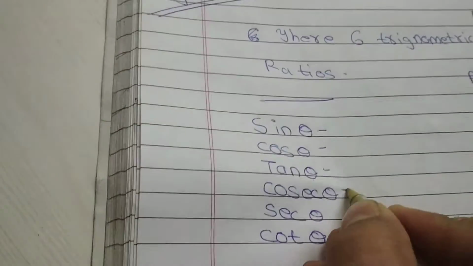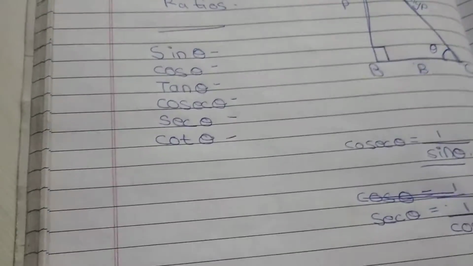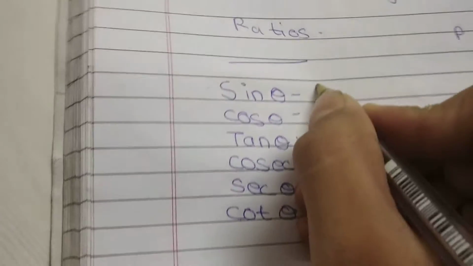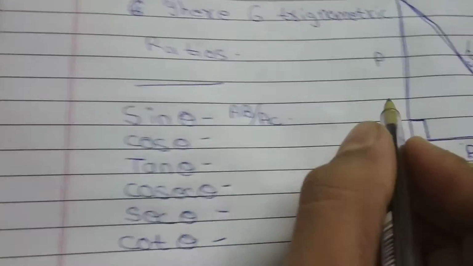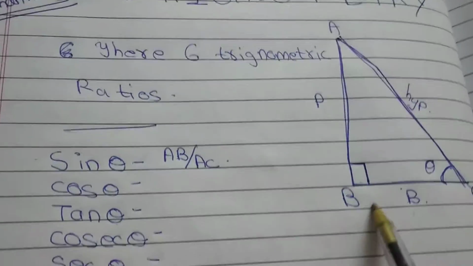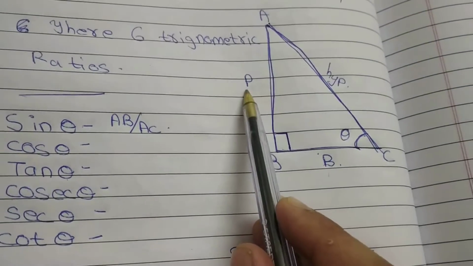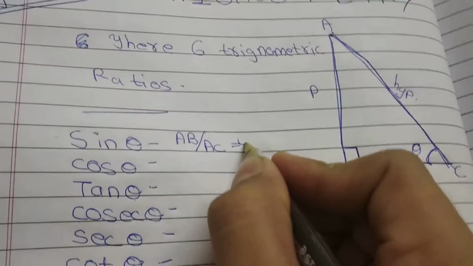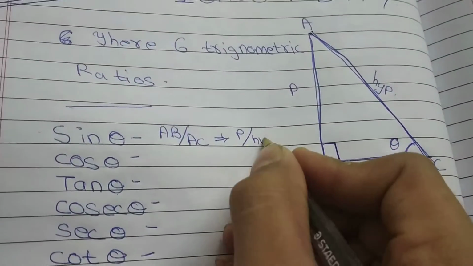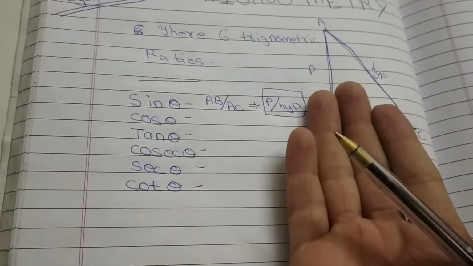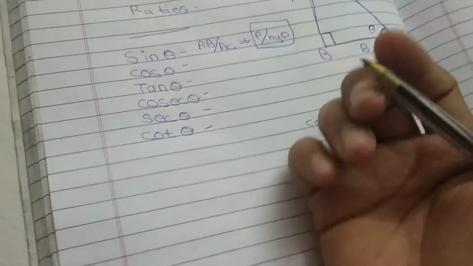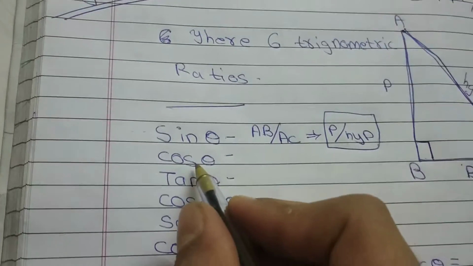Now we will see what is sin theta, cos theta, tan theta, cosec theta, sec theta, cot theta. Very weird, but we'll learn about it. So sin theta, we write it as AB upon AC. So we will come to this triangle: AB upon AC, perpendicular upon hypotenuse. This is sin theta. So it's nothing but the ratio of 2 sides of a triangle. We will see the next, that is cos theta.